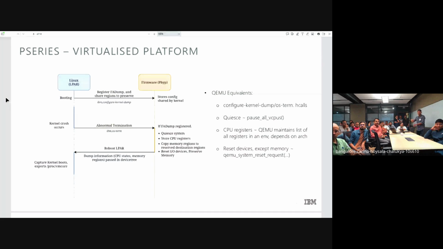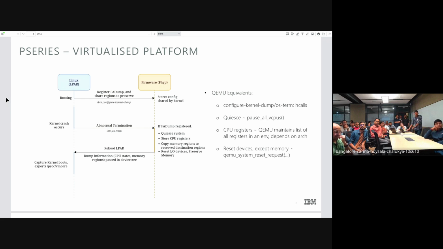So here, after the FADump has preserved the memory and given the registers and all, it reboots. It does a clean reboot, where the second kernel will boot, and it will basically again have all the memory preserved of the production kernel, and have registers and all to proceed.